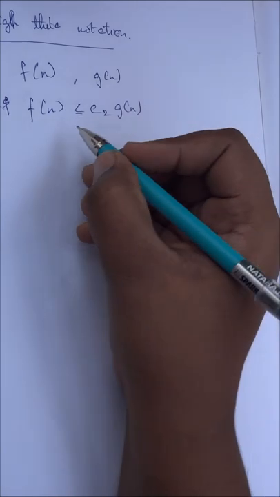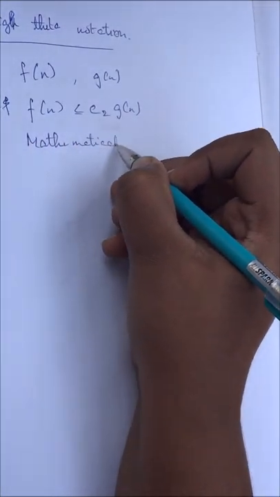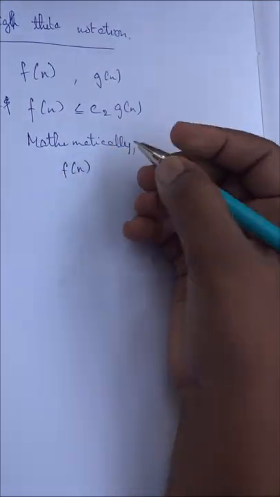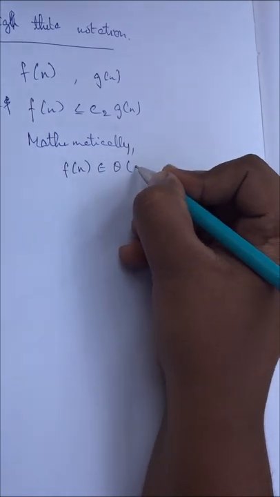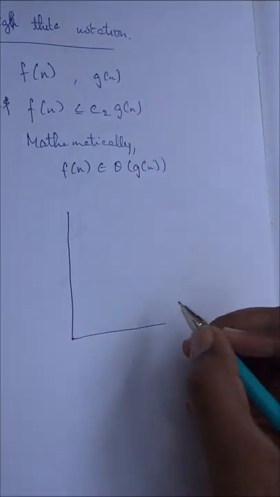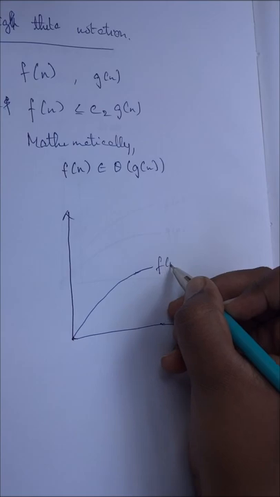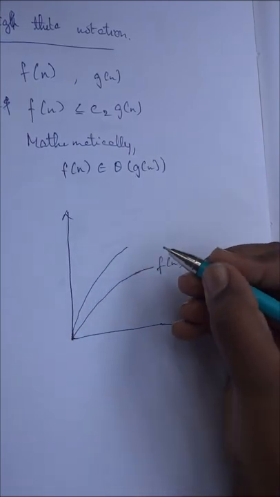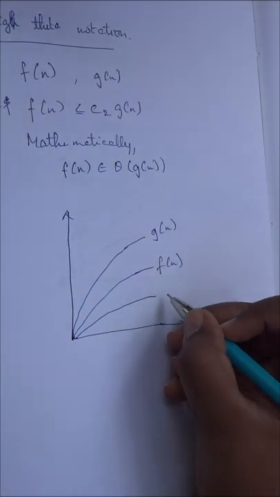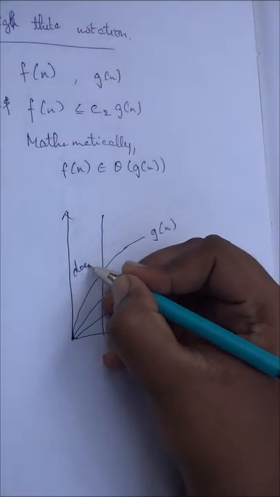That means mathematically we represent it as f of n belongs to big theta of g of n. This means that the equation f of n is both upper bound by g of n as well as lower bound by g of n. This is a don't care region.